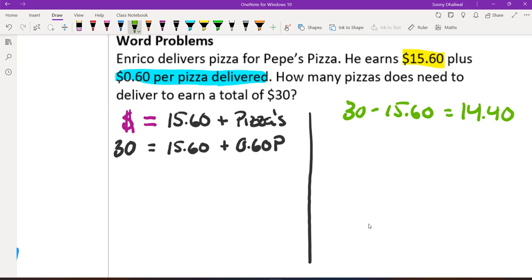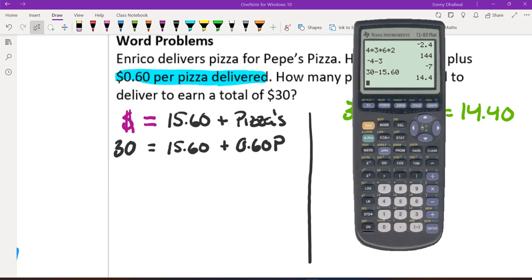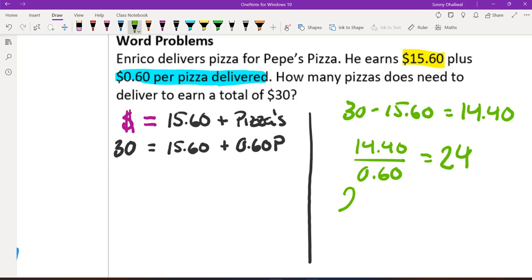Right? Does that make sense at that point? Right? So now if he gets paid 60 cents a pizza, how many pizzas does he need to sell? All right, so you just go 14.40 divided by 60 cents. That's how much money he makes per pizza. All right? So it tells you how many pizzas he needs to sell. Or deliver, in this case. So 14.40 divided by, is it 24? Thank you. Equals 24. So he needs to deliver 24 pizzas.